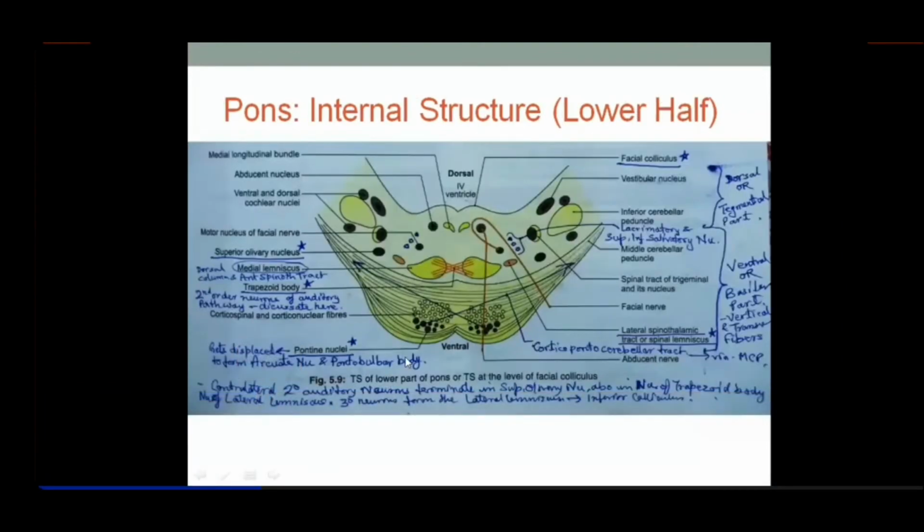Now I will be teaching you about the internal structure of the pons. We study the internal structure of the pons in two sections: one section passes through the lower half, and the other through the upper half of the pons. So, when we take a transverse section, first of all, how do we appreciate whether it's from the lower section?